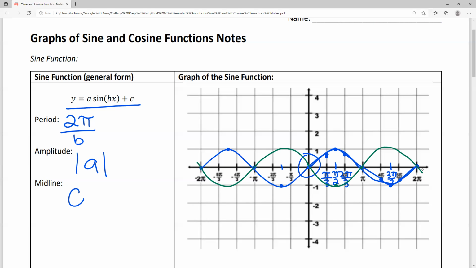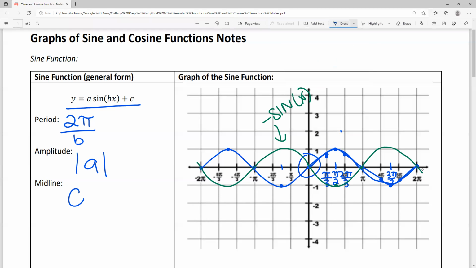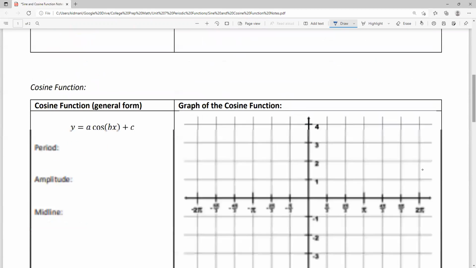Okay, so that green one would be an inverse, or not an inverse. The green one here would be considered negative sine of x, while our blue one there is considered the sine of x. Okay, so we want to make sure that we're aware of both of those. Now, let's take a look at our cosine.